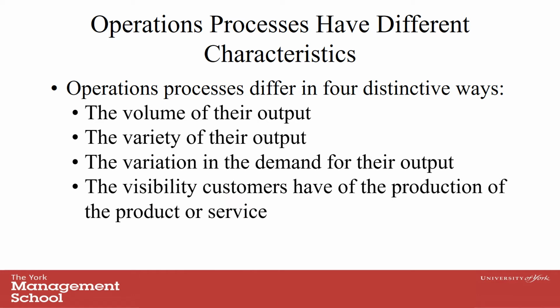And what is the visibility the customer has in the production of the product or service? Is the visibility much lower for this customer, or is it much higher? Can people actually see what's going on? So these are the four basic distinctive ways we look at outputs.